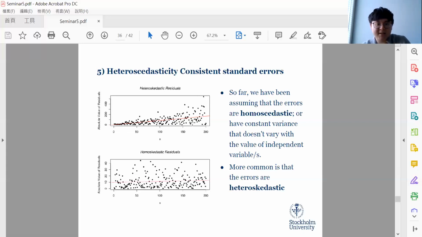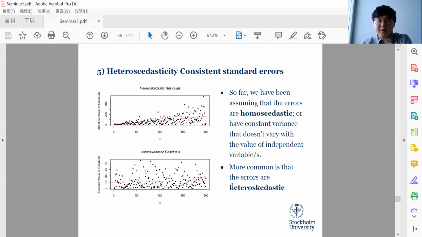So you can see that. The upper one is the heteroscedasticity. You can see that as the value of the independent variable increases, the variance of the residual becomes larger and larger. And the lower one is the homoscedastic. You can see that the residuals have no relationship with the value of the independent variable. It's more like random.